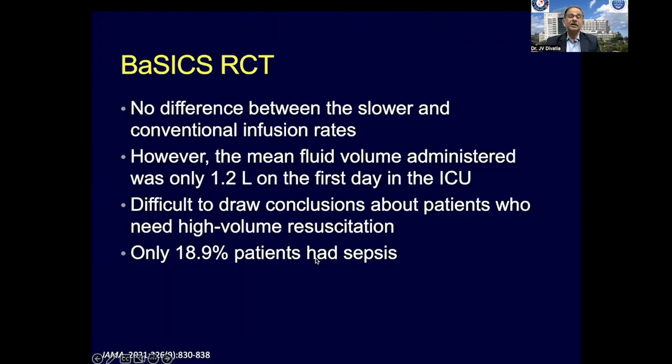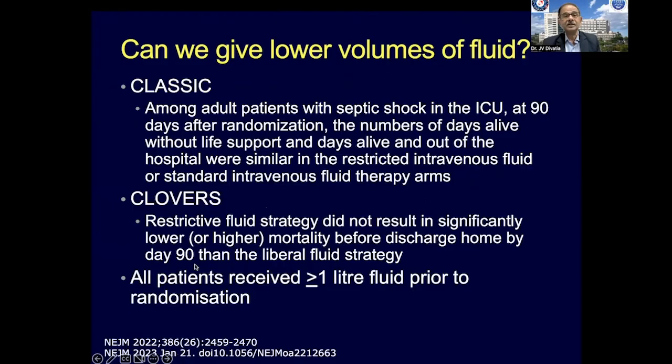Okay, so it means you could use a slower rate rather than a faster rate, which is good in patients who are maybe prone to develop complications related to fluids, or if you didn't have enough monitoring or ventilation facilities. However, the mean fluid volume was only 1.2 liters, and therefore we can't really say whether this strategy would be safe in patients who require higher volume fluid resuscitation. Also, this was done in all critically ill patients, and only about 19% of patients had sepsis.